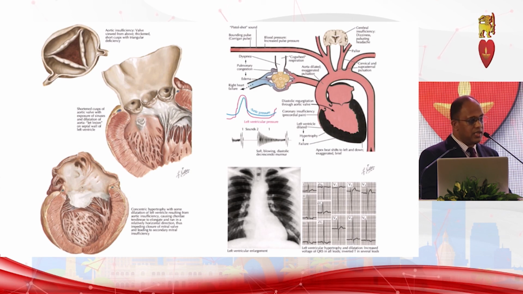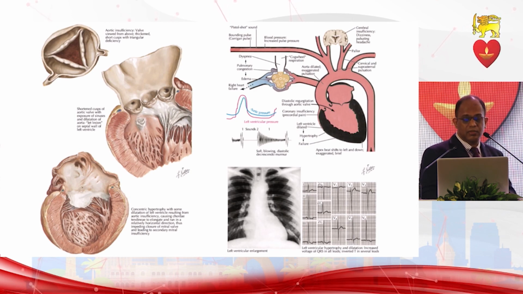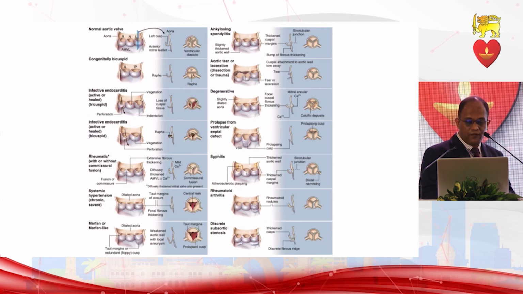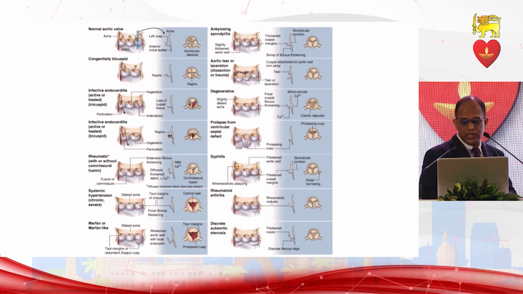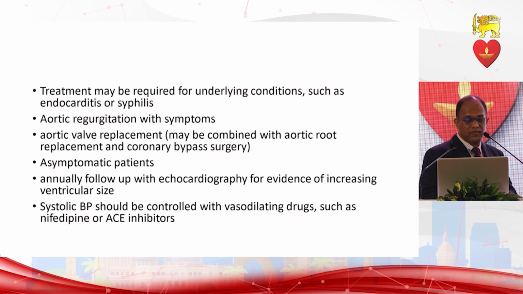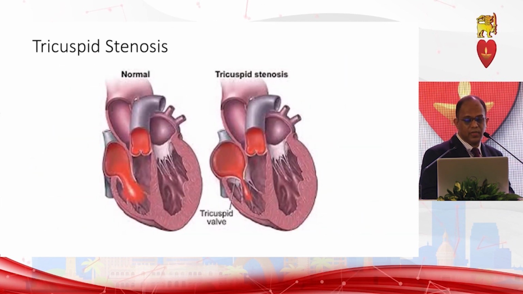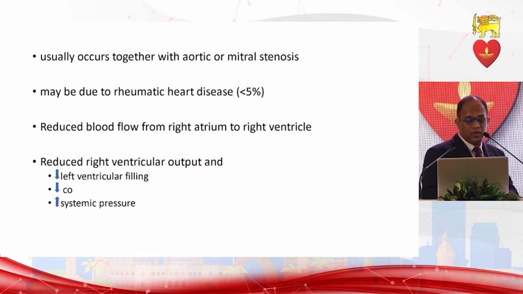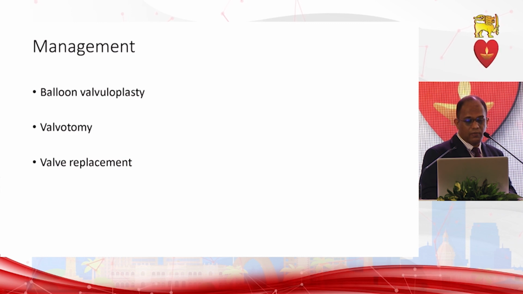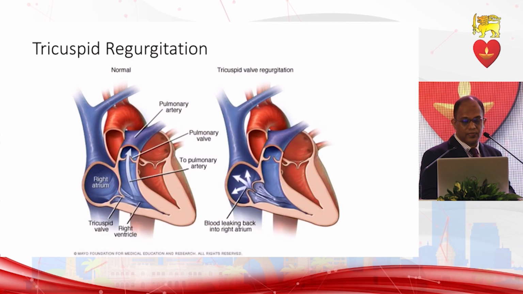Aortic regurgitation, again, is a common problem, and when it comes to severe, we have to offer valve replacement. Aortic valve regurgitation can be caused by various pathologies, but when it is severe, we have to offer surgical valve replacement. Tricuspid stenosis is very rare in isolation, but can happen in combination with rheumatic heart disease. The treatment options are balloon valvulotomy and valve replacement.